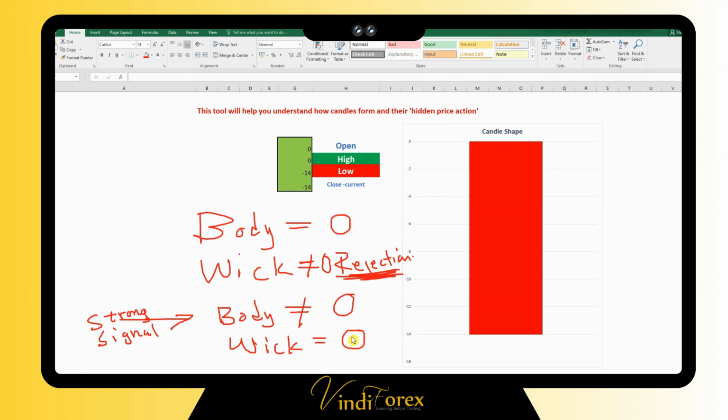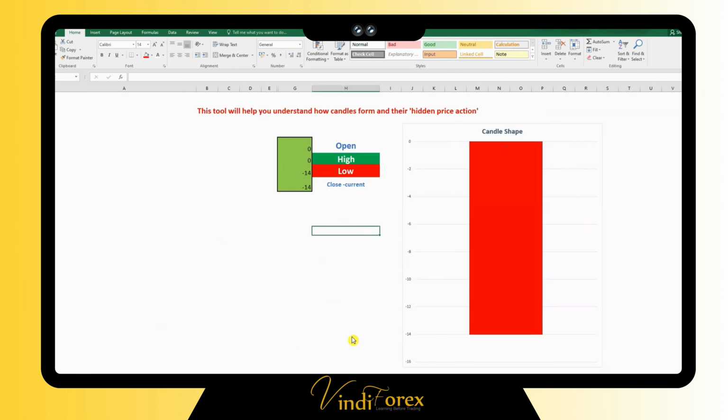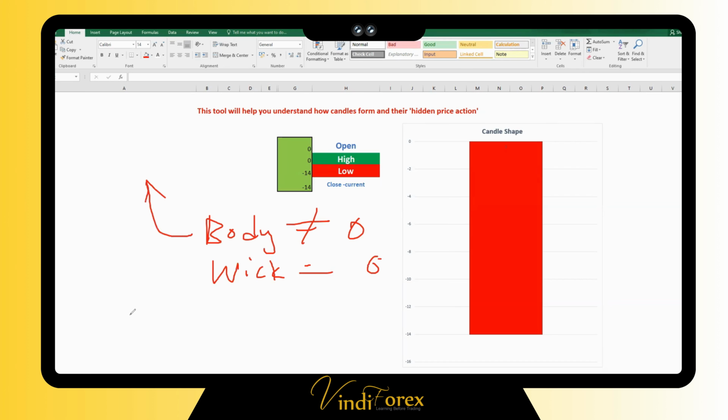Let me show you a quick example before you get lost. Just repeat, rewind. What do we have? We're using the same formula. Here, what do we have? The body is not zero. Where's the wick? The wick is zero. The body wins. Who's occupying the body? The red guys, the sellers. The body wins, so it's a strong sell signal because the body is not zero.